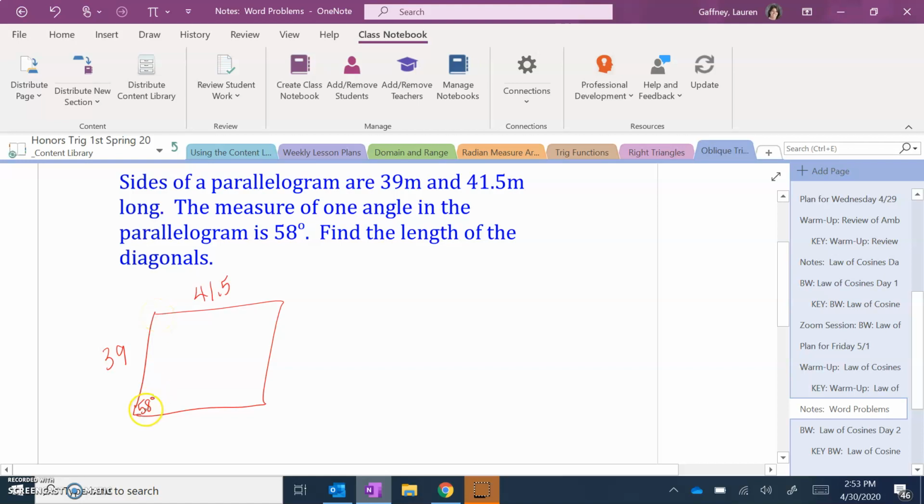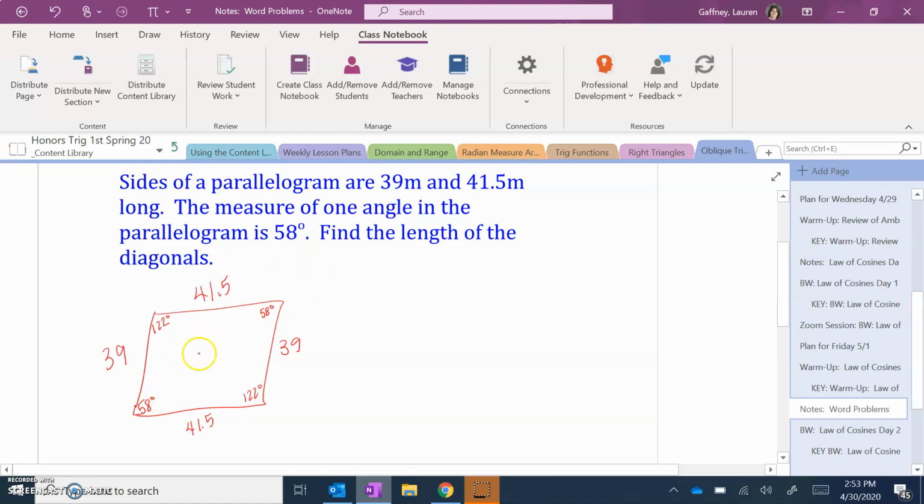A couple things that you have to remember about parallelograms. If this is 39, so is this. If this is 41.5, so is this. These two angles would be supplements, so this would be 122. 58, 122.